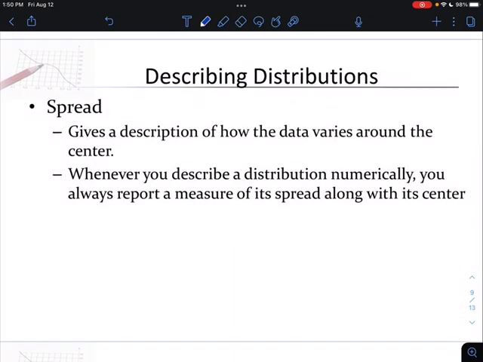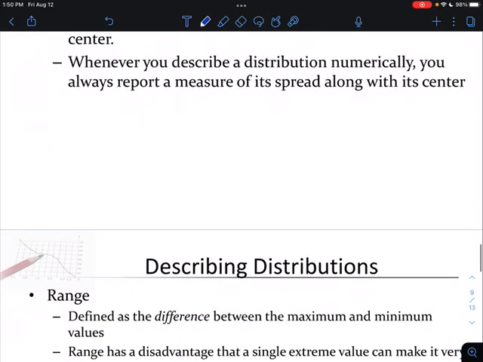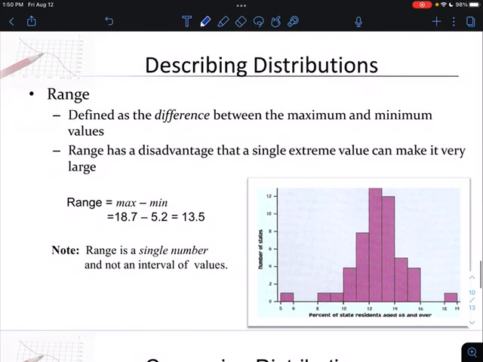As far as spread, it gives a description of how the data varies around the center. Spread is going to actually have three different types of calculations, and so this is another one where we're going to talk about this over the course of a couple different lessons. But for right now, what we're talking about is range. Range is one we can typically find, or at least estimate, whether we get the data or whether we're given a graph. And so the range is the difference between the maximum and the minimum values.